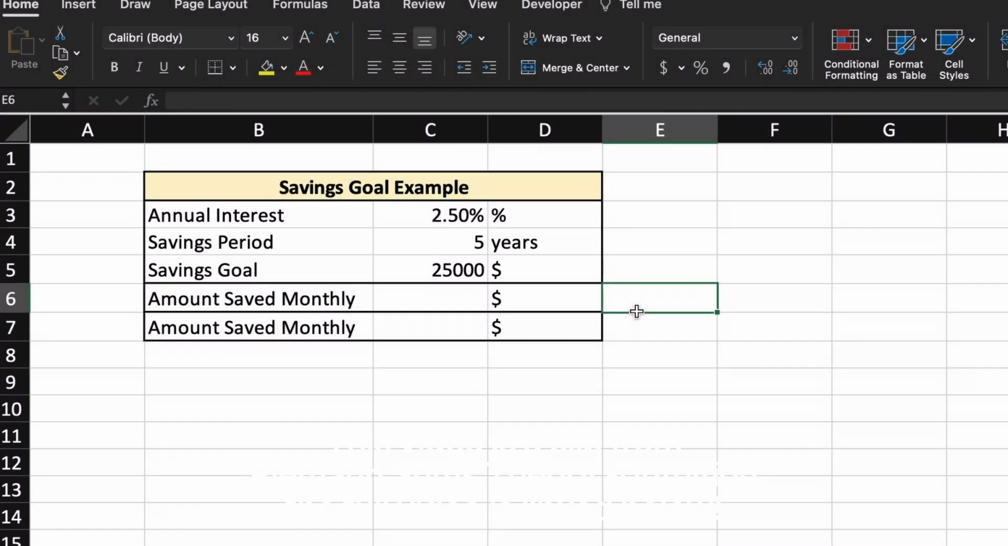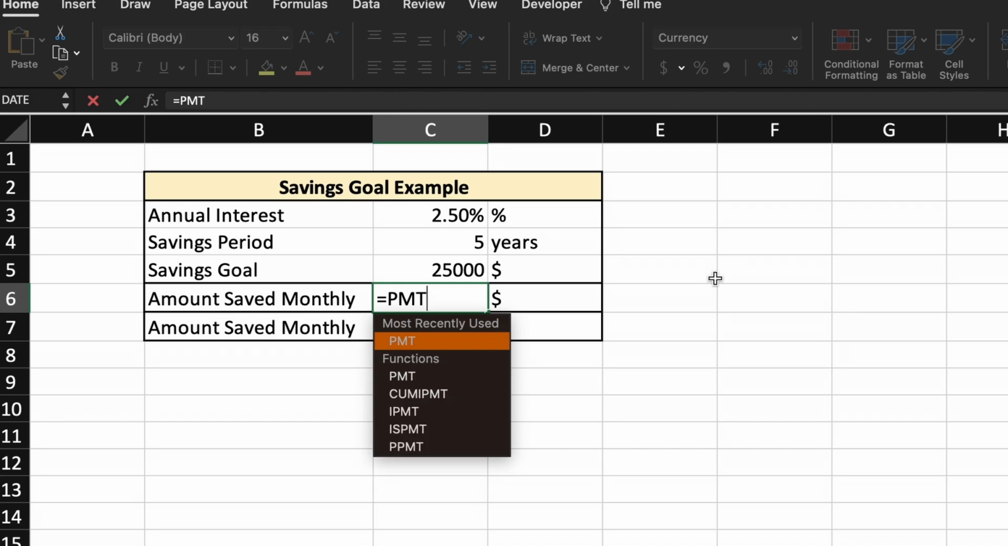Let's say that we are offered by our bank a savings rate of 2.5%, and over the course of 5 years, we want to save $25,000. What is the monthly amount we need to save over the 5 years to reach our goal? Well, using the payment function, this is easy to find out.